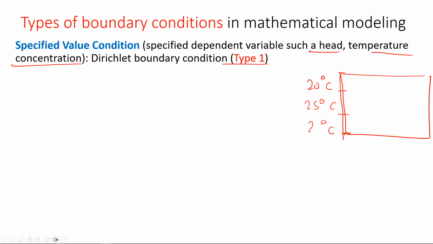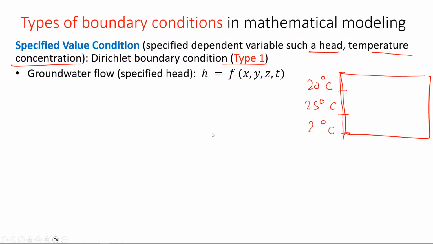It's called a specified value because I could specify the temperature at this space and at this time. I could specify the head at this space at this time. This is my head, for example. And same with concentration. So this is called a type 1 boundary condition.